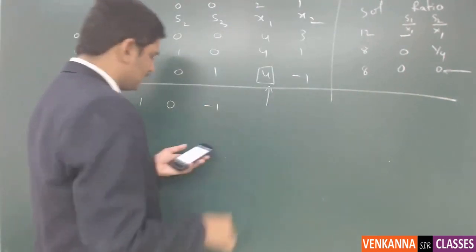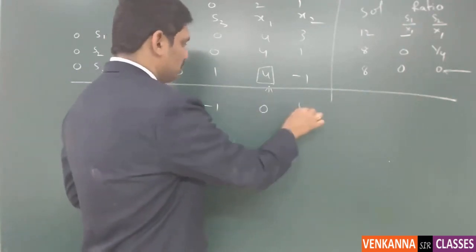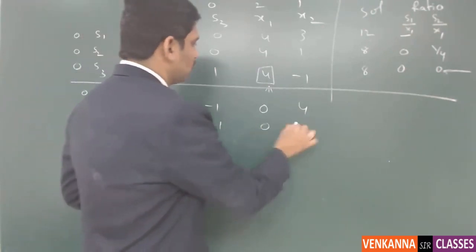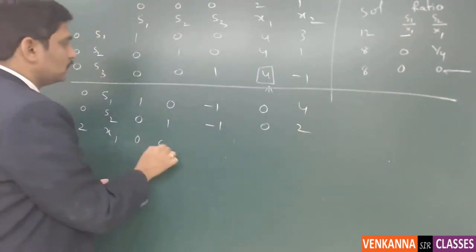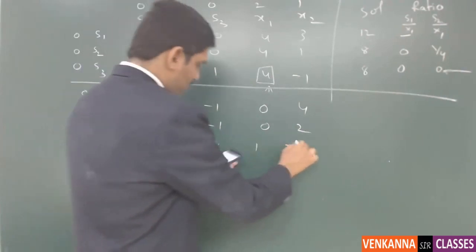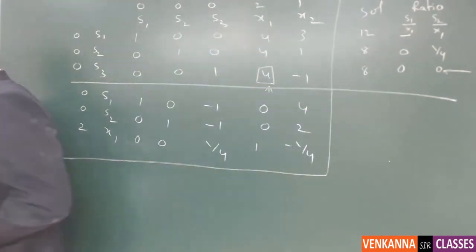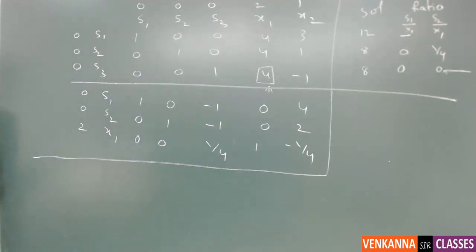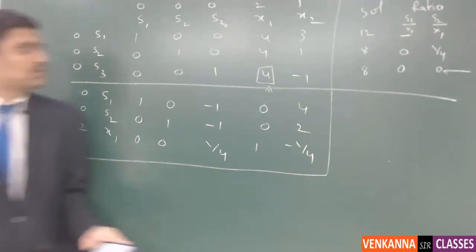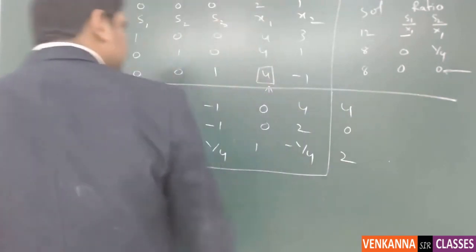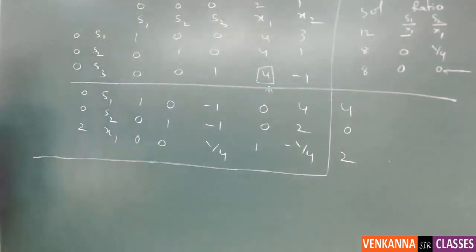1, 0, minus 1, 0, 4, 0, 1, minus 1, 0, 2, 0, 0, 1 by 4, 1, minus 1 by 4. This is the next table. You can cross check that, and the solution is going to change as 402. That you can verify.